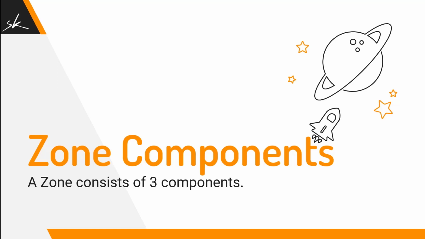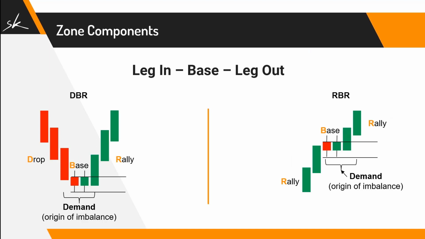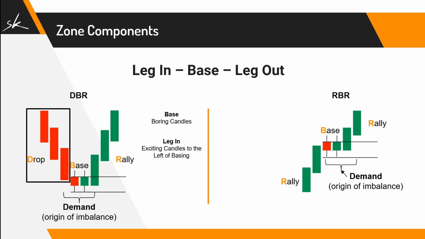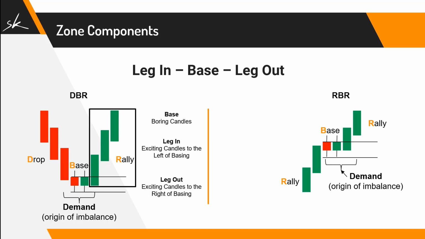Zone components. A zone consists of three components. Let us understand them. The three components of a zone are leg in, basing, and leg out. Drop-base-rally. Basing: a boring candle will be considered as basing. Leg in: an exciting candle to the left of the basing will be considered as leg in. Leg out: an exciting candle to the right of the basing will be considered as leg out.